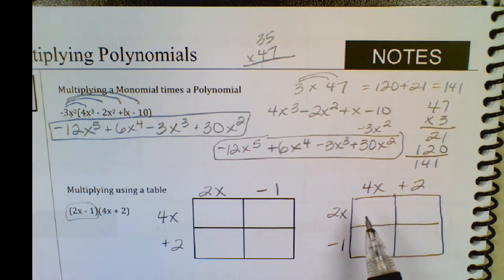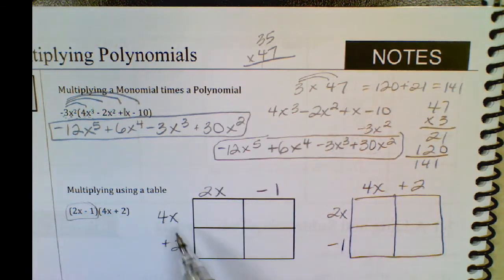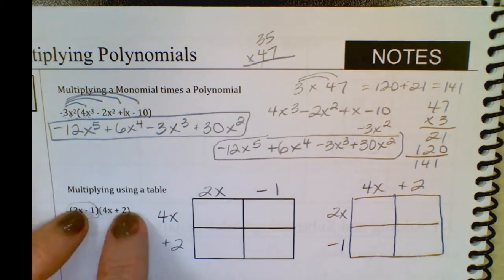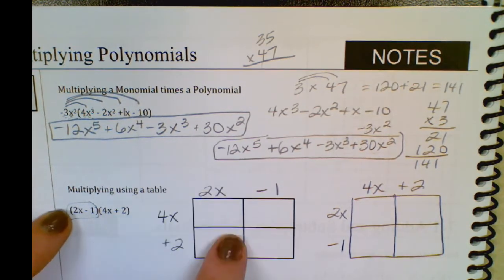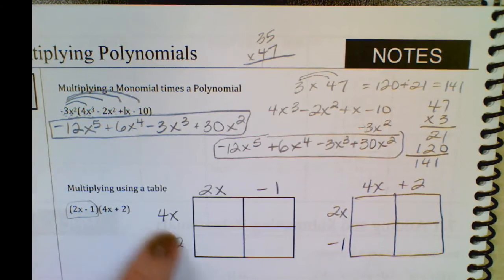But it doesn't matter as long as your signs are correct. You need to keep your signs with the right term, and you cannot mix these two. So you can't put 4x minus 1 down one side and 2x plus 2 on the other side. You must have the terms matching here.